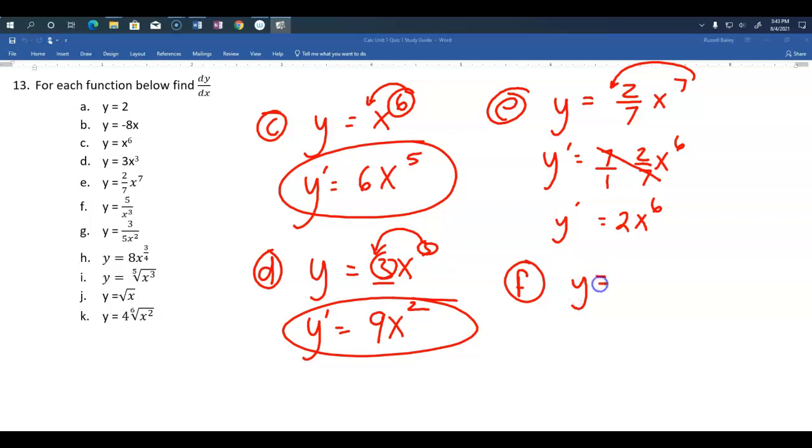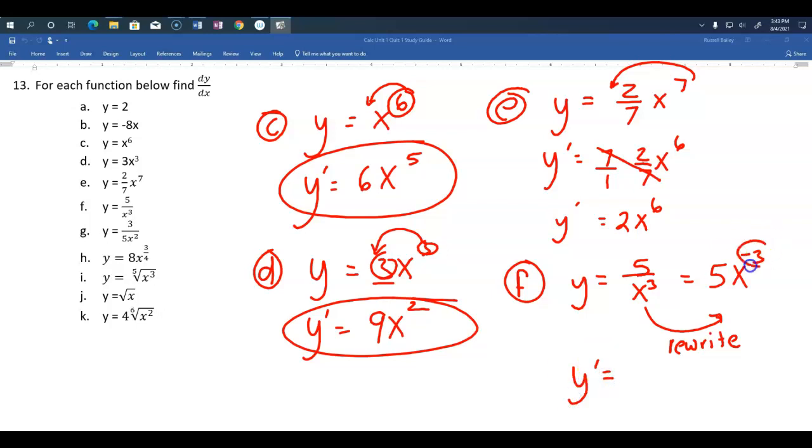So we start off with 5 over x to the 3rd. The first thing I'm going to do is rewrite this so that it's power rule friendly. The way we do that is we put x to the 3rd on the top and make the exponent a negative. That's a rule about exponents. Having a variable with a power on the bottom is the same thing as having that variable on the top with the opposite sign.